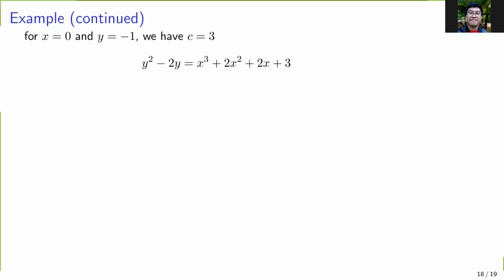If we want to write it explicitly for y, we move this term to the left side of the equation, and it becomes the negative of this term. Now this becomes a quadratic equation in y. So y squared, the coefficient here is 1. Here the coefficient is -2. And here the coefficient is the negative of this quantity.